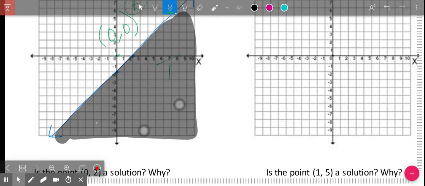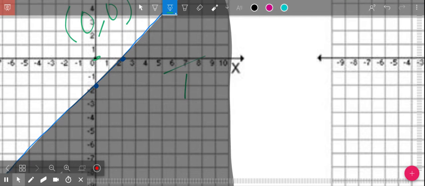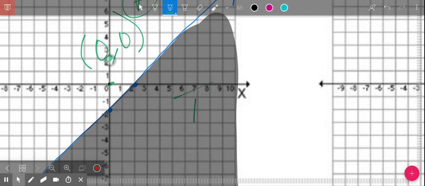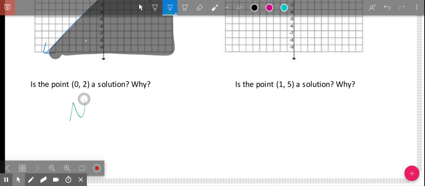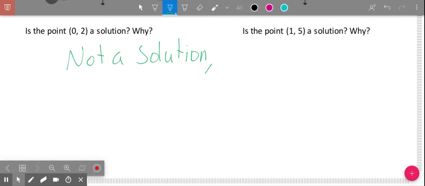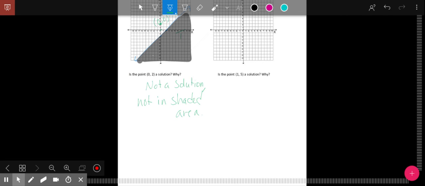So then my next question asks, is the point 0, 2 a solution? Well, the point 0, 2 is up here in the non-shaded area. Since it is in the non-shaded area, it is not a solution. Okay, because it's not in the shaded area. Remember, it has to be in the shaded area or on a solid line for it to count.